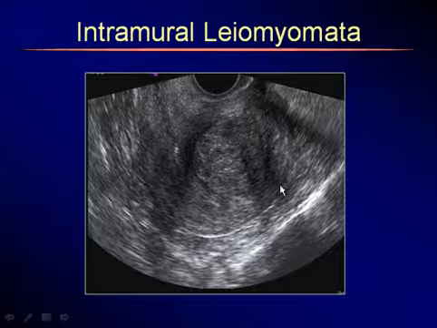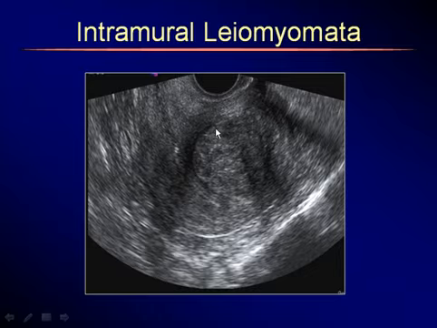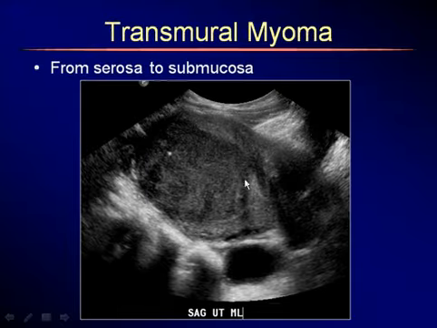Here's a myoma. It's intramural. It just abuts the endometrium. It really does not protrude into the cavity, and it has about a centimeter of myometrium covering it. So this is an intramural leiomyoma.